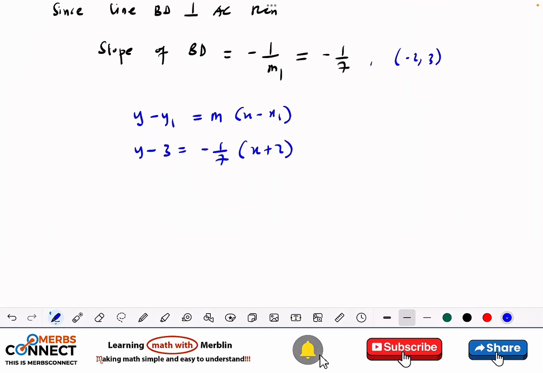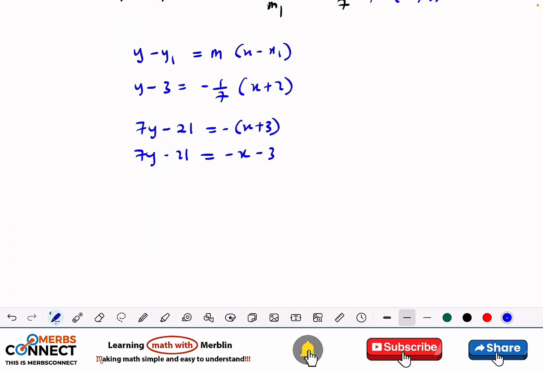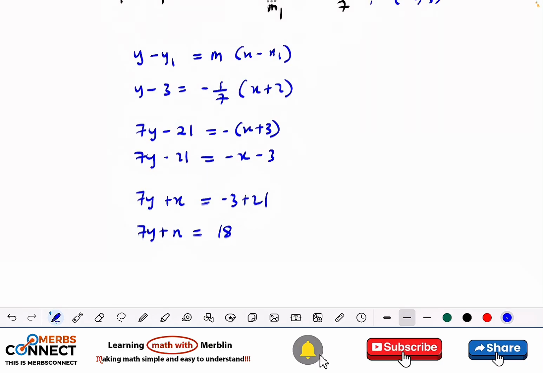plus 2. Let's multiply through by 7. So I'm going to have 7y minus 21 is equal to minus x minus 3. I'm going to have 7y plus x. So I move the minus x, it becomes plus. Then I move this guy here, it becomes positive. So this should be minus 3 plus 21, and 7y plus x is equal to 18. Yeah, that's what we are going to get.